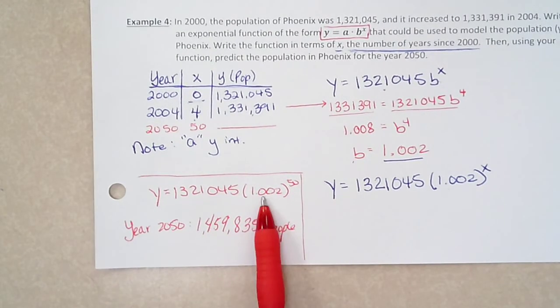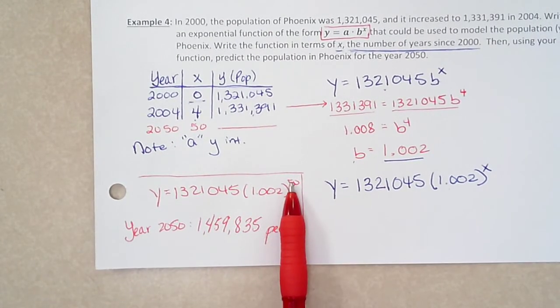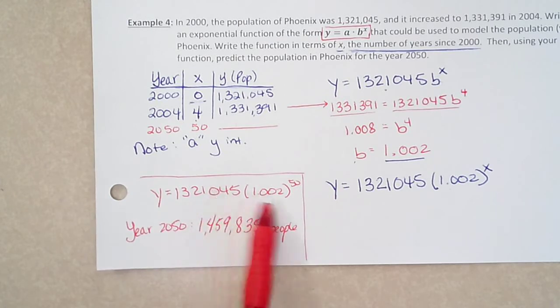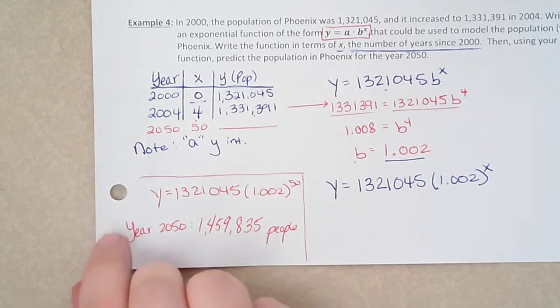Remember, PEMDAS says we have to take the exponent first and then multiply. Do not multiply these and then take the exponent. You will not get the correct answer. All right, let's flip over to the back.